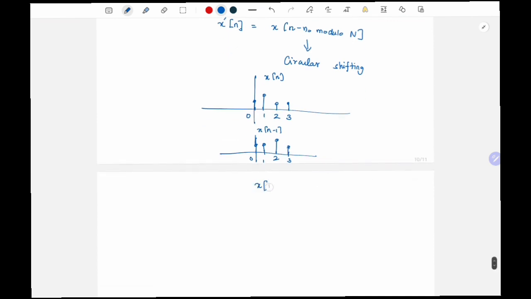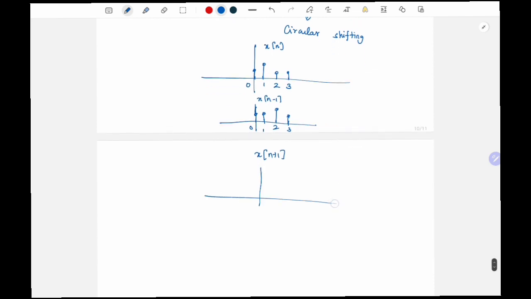Suppose I have to do a left shift. Then I have to do it in the opposite order. So whatever was at 0 will go back to 3. And whatever was at 3 will go back to 2. Whatever was at 2 will go to 1. And whatever was at 1 will go to 0. So this will be my left shift.